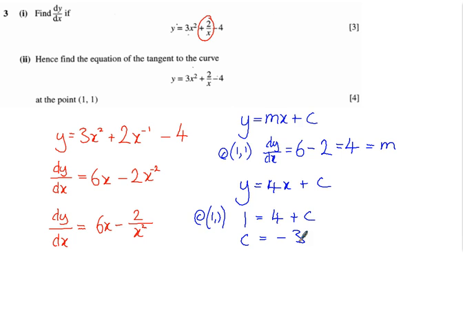And so overall, let's rewrite the equation of our line, because it's y equals, the gradient is 4, and the y-intercept is minus 3. And c is a constant, so it won't change. And so we can write that as our equation of the tangent.